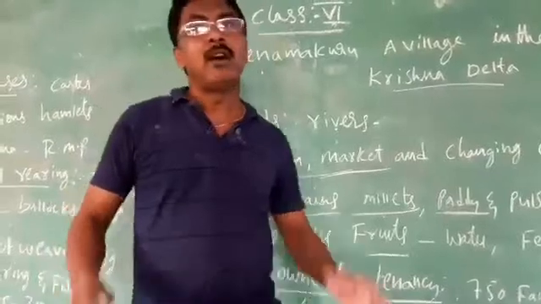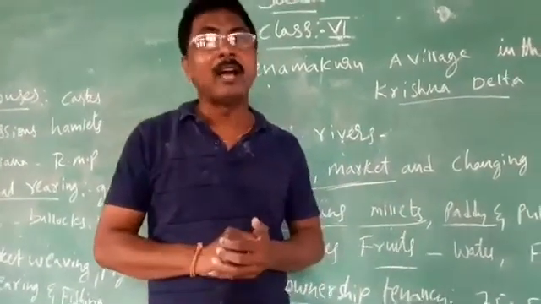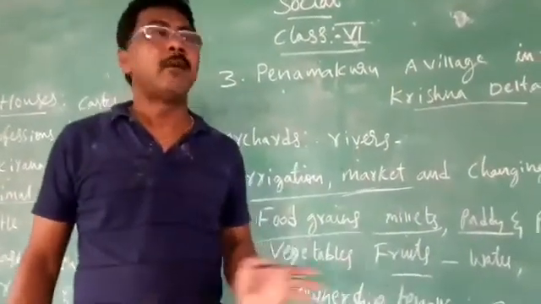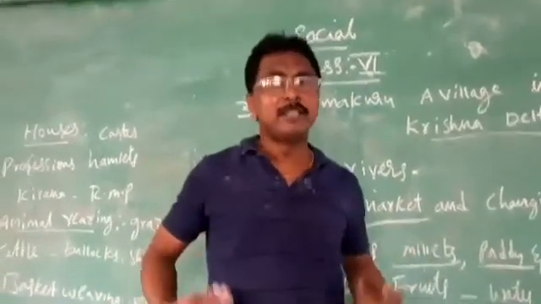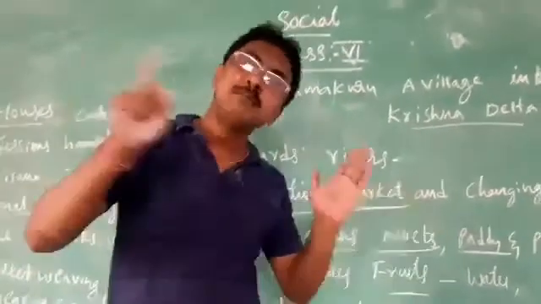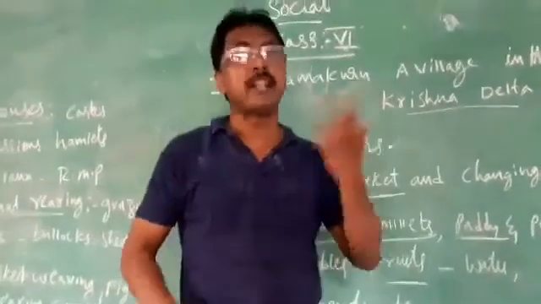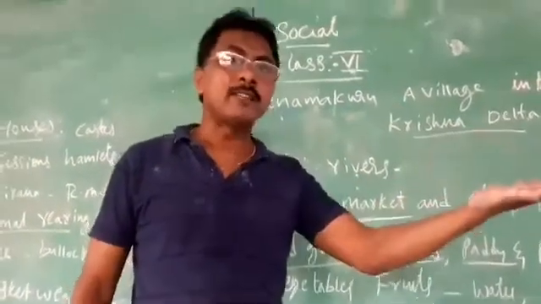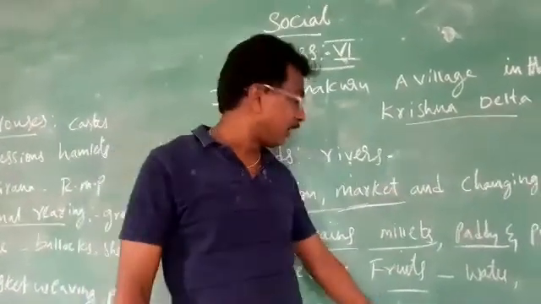And tenancy: one person is not having land, so what will he do? He will take others' land on rent and do agriculture. He is a farmer, but he does not have land. So he takes 2 or 3 acres on rent from those who have more land, and he does agriculture. So that person is called a tenant.